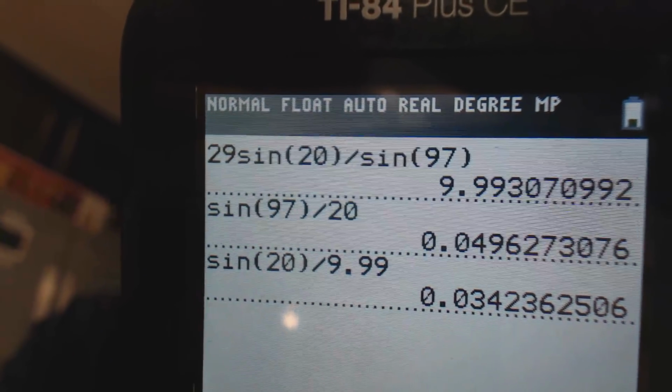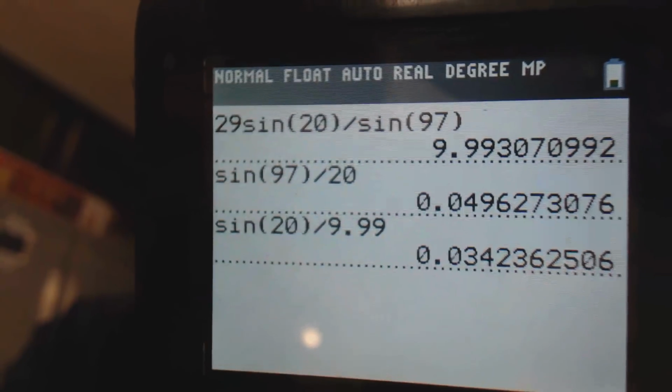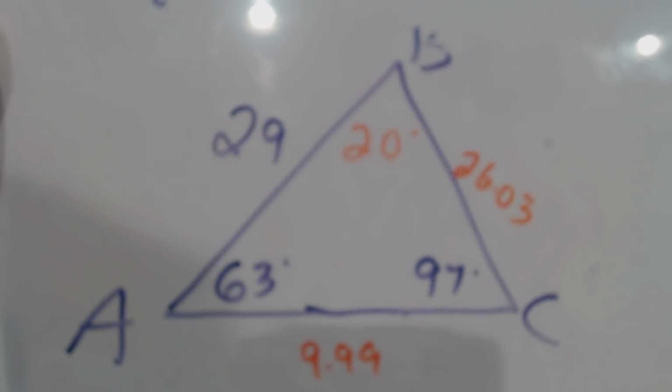That's how I know I'm wrong. See those two ratios, they're not the same. Now, I put sine of 97 over 20. It should clearly be, if you look at that, sine of 97 over 29, right? So let me correct that. Sorry about that, kids. This is why we check ourselves, okay? We are right. I just typed it in wrong.